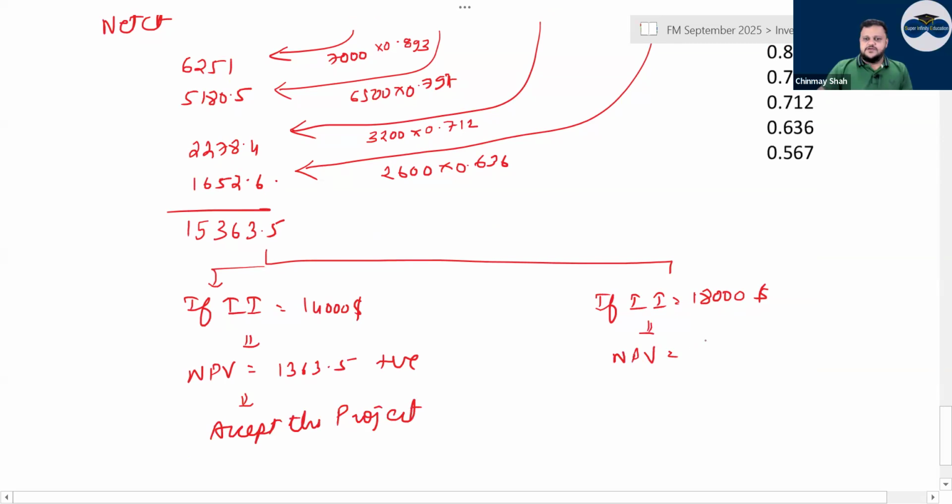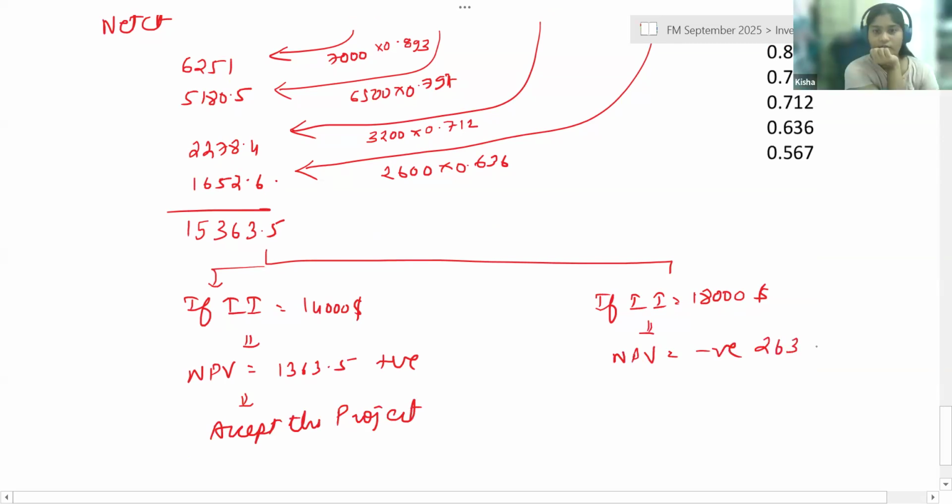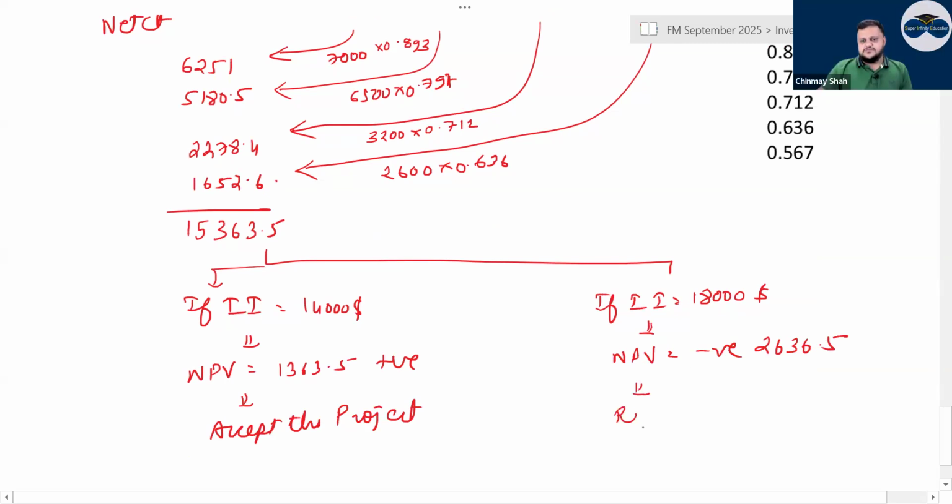Here, how much will be NPV? 2,636.5. Accept or reject the project? Reject the project.